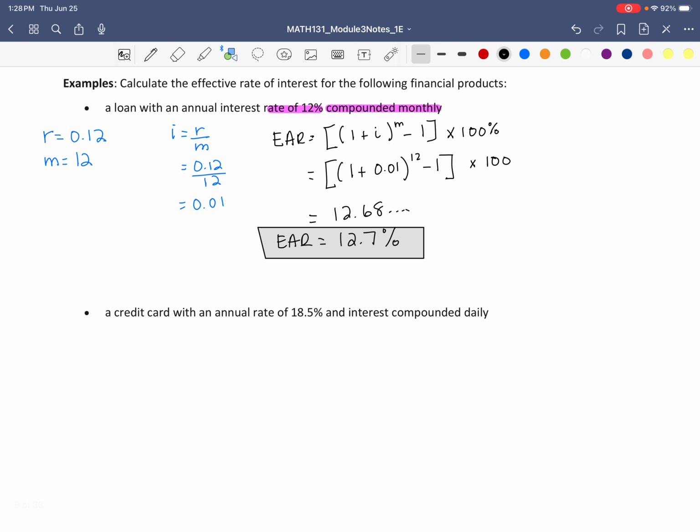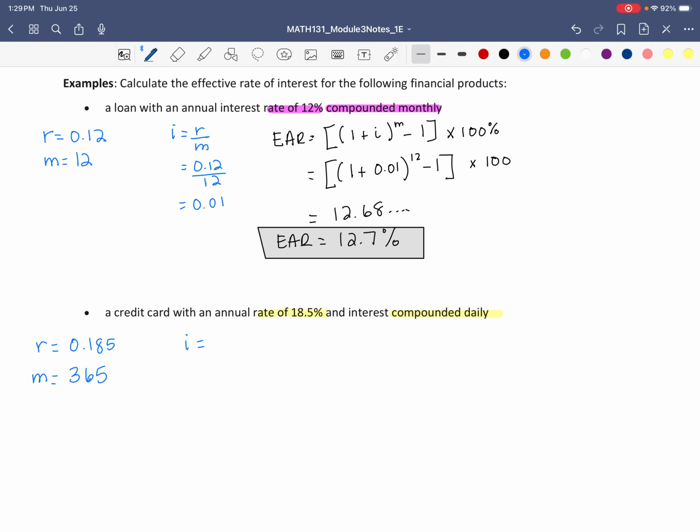All right, now if we look at our next example here, it's a credit card with an annual rate of 18.5% and interest is compounded daily. This is often one of the worst scenarios when we are compounding daily. So every day you're paying interest on how much of a balance you have on your credit card. Okay, so what do we know for this question? Well, we know that R is equal to 0.185. And because it's compounded daily, and there's 365 days in the year, our M value is 365.